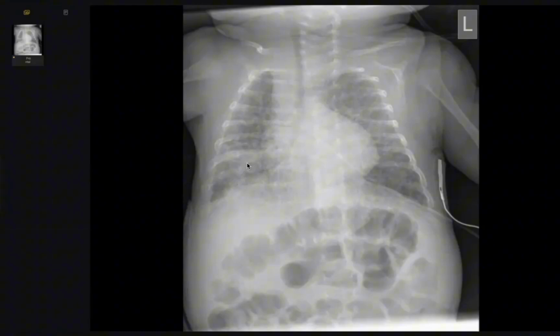And the second point, what happened here? Is there any bubbly appearance or lucent lines, or are these fibrotic changes? What is the predominant process here? I think it is pulmonary interstitial emphysema.